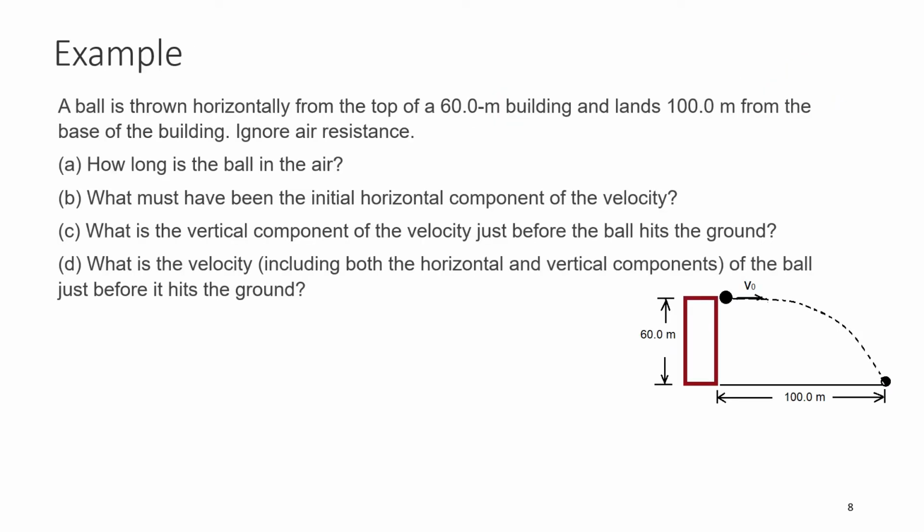Let's look at this example. Please pause the video here to read the questions. If we define the right direction to be the positive x direction and the upward to be the positive y direction, we have the ball doing a free fall in the vertical direction, while in the x-axis direction it has a constant velocity v0.